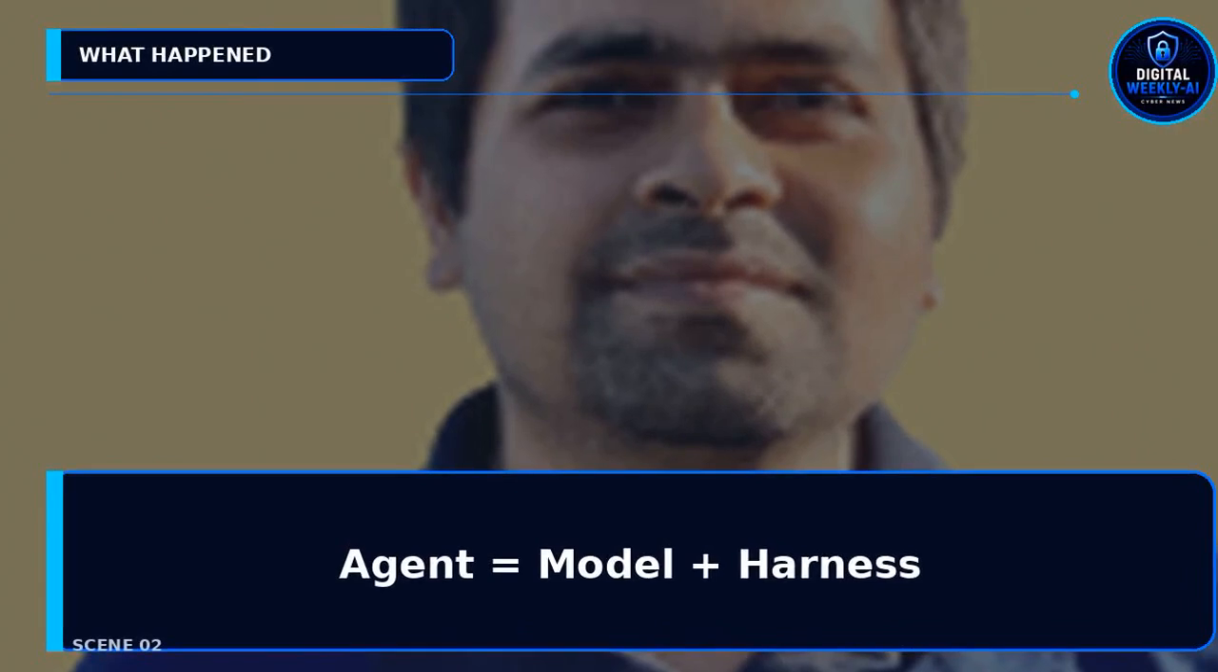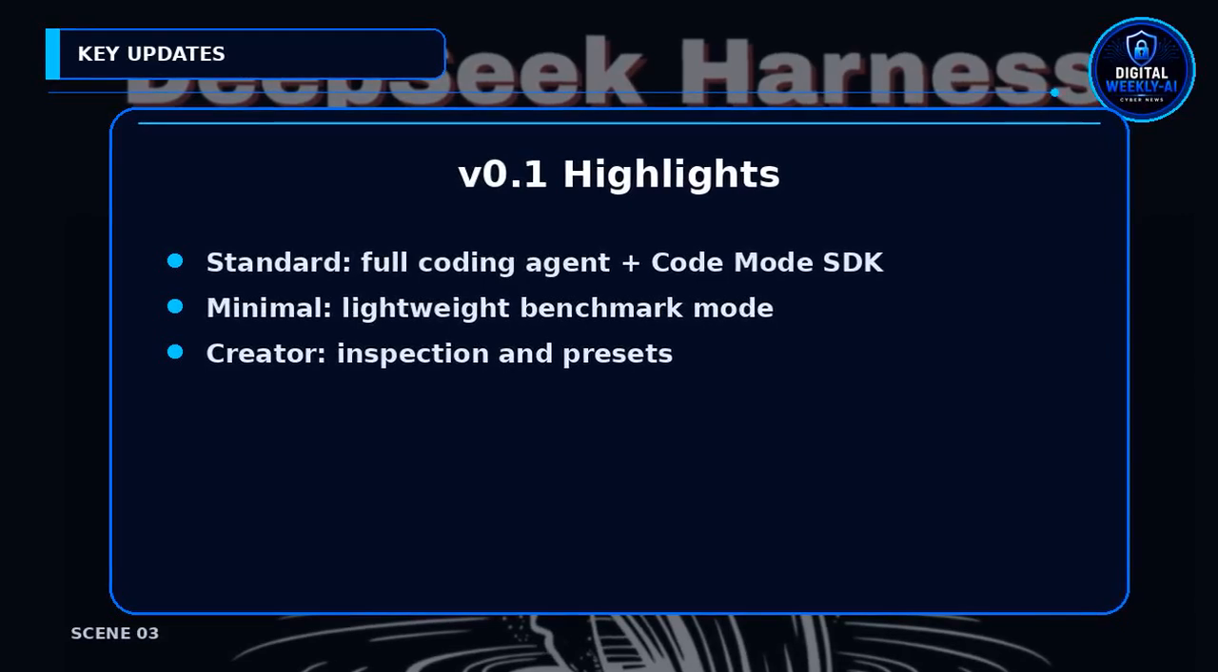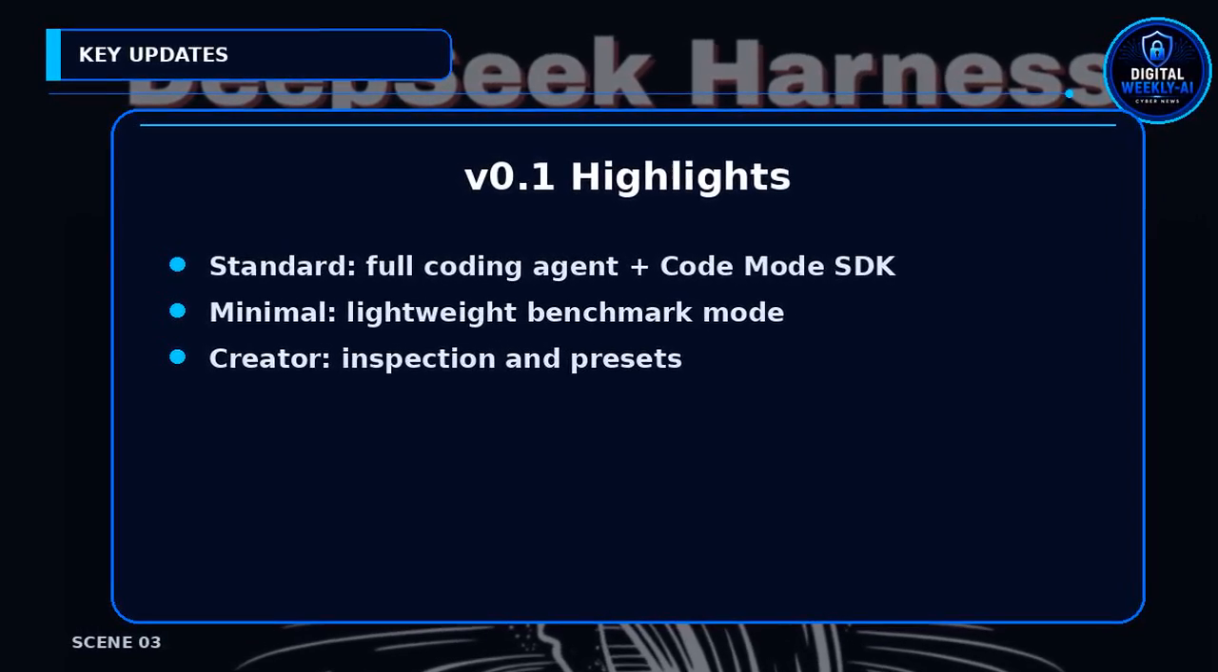Most harnesses hardcode the control loop, tool registry, and session store. Harness runs on Cordis, a meta framework where a kernel mounts plugins and manages dependencies. Capabilities live in plugins, so you can swap components by configuration. Version 0.1 ships standard, minimal, and creator modes.